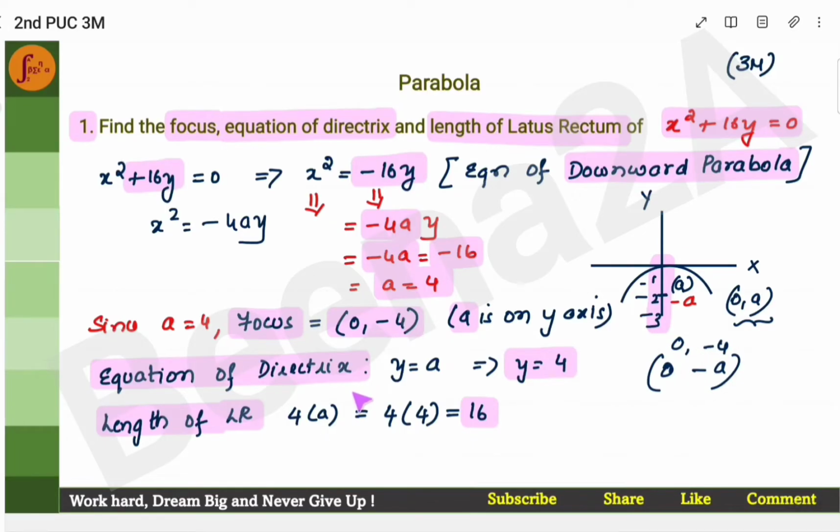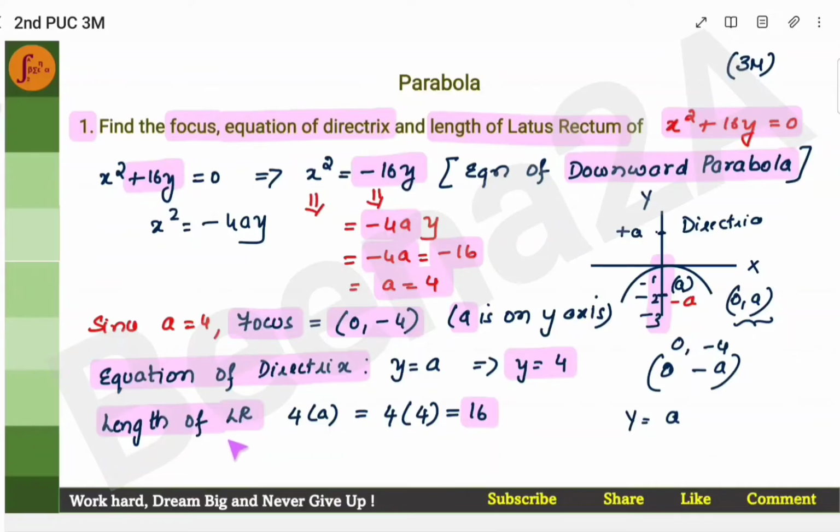Now, equation of directrix. What is directrix? It's exactly opposite of focus. So, if this is the focus and this is the directrix, right? This is the directrix, exactly the opposite side. So if this is minus a, this is plus a, this is the directrix, right? On which axis? Y, right? So y is equal to plus a. This is the equation for directrix.